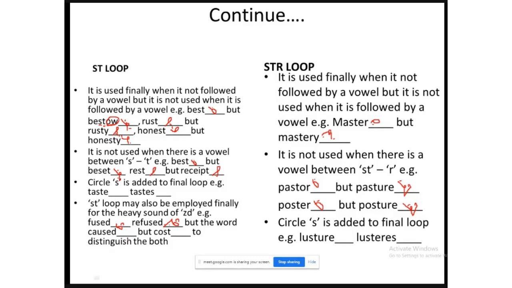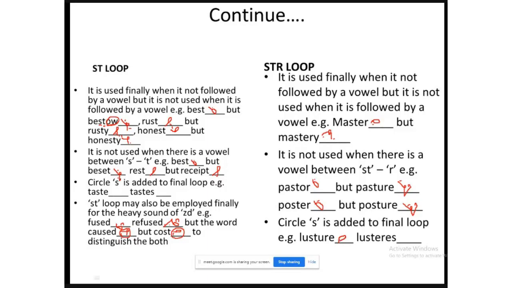But the word caused, we have to make the difference between these. Caused will be written like this. It will be written above the line. But caused will be written like this to make the difference between both. These two are exceptional strokes. They are not following the rules. Circle S is added to the final loop.